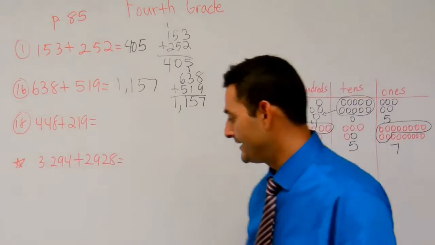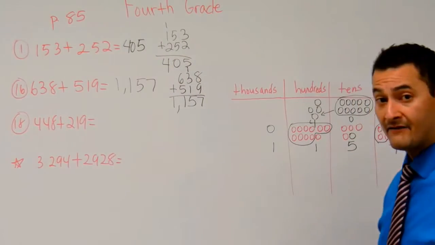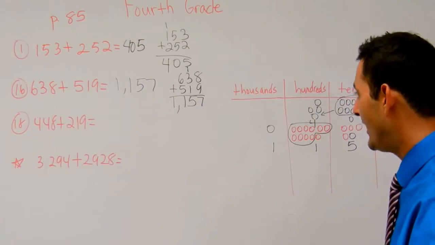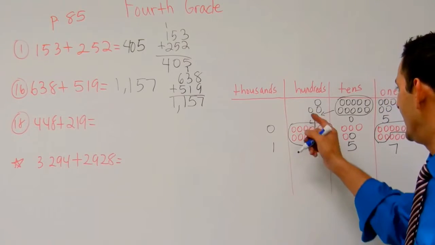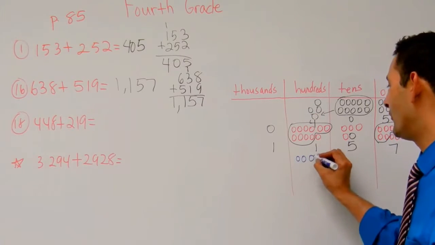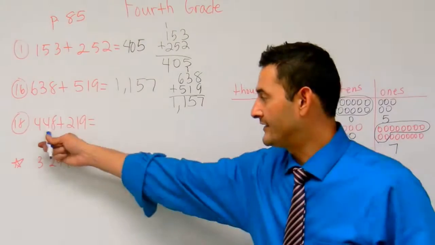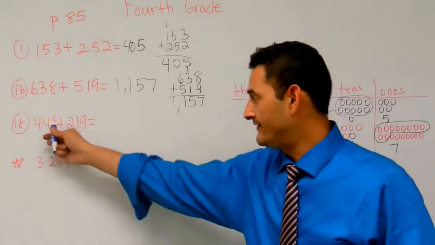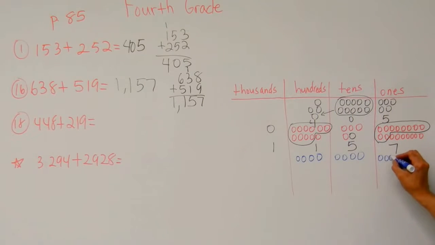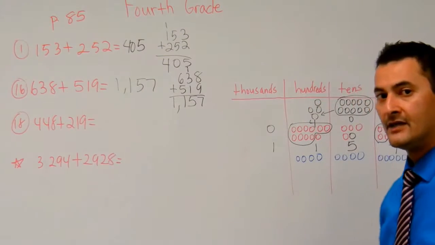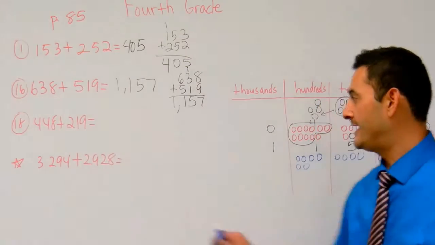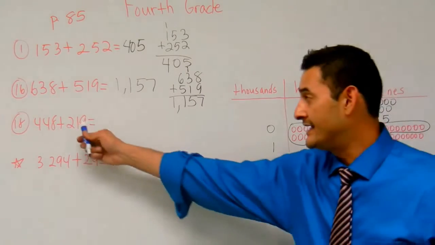Now let's take a look at number 18 that we have here. There I've got 448 plus 219. So let's go ahead and do 448 first. Hundreds place, I've got 1, 2, 3, 4 hundreds. The tens place, I've got 4 tens. The ones place, I've got 8 ones. And now let's take a look at 219. 219, I have 2 hundreds. I've got 1 ten. And I've got 9 ones.